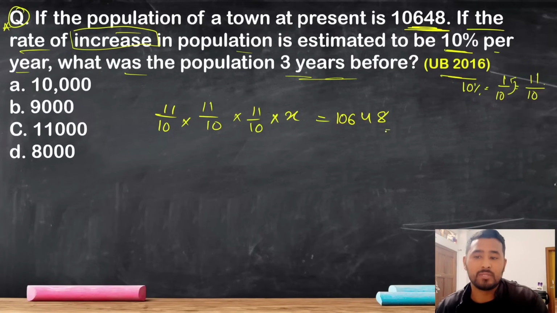Right? Now it is 10648. So can you see the difference between these two? At first when the population is given, you have to find after 3 years, after 2 years. So you will find the value of X on the right hand side. But now the present population is already given and you have to find before. So we'll multiply with X.